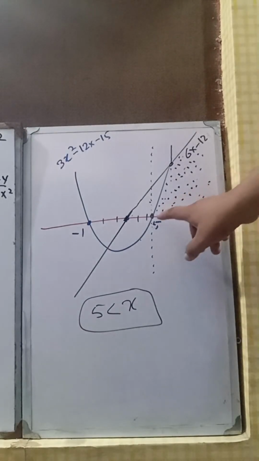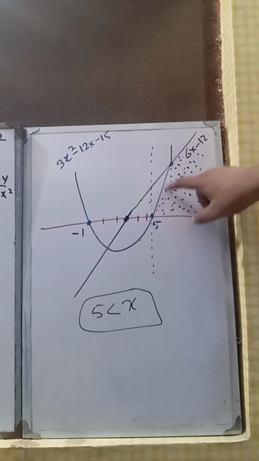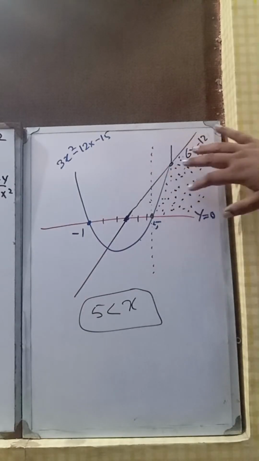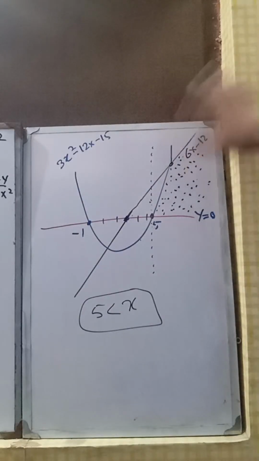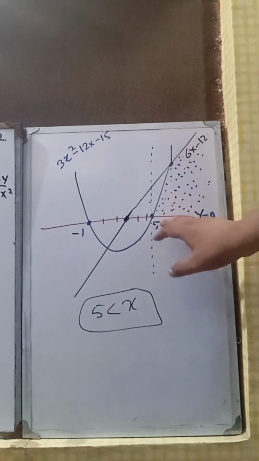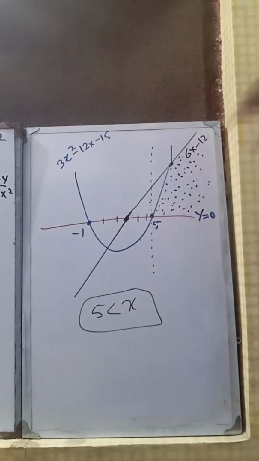After x equals 5, you see the blue color graph is in the positive portion, the y value is positive, and the black color graph is also in the positive portion. So x should be greater than 5. Then both the functions, or both the graphs, will be positive.